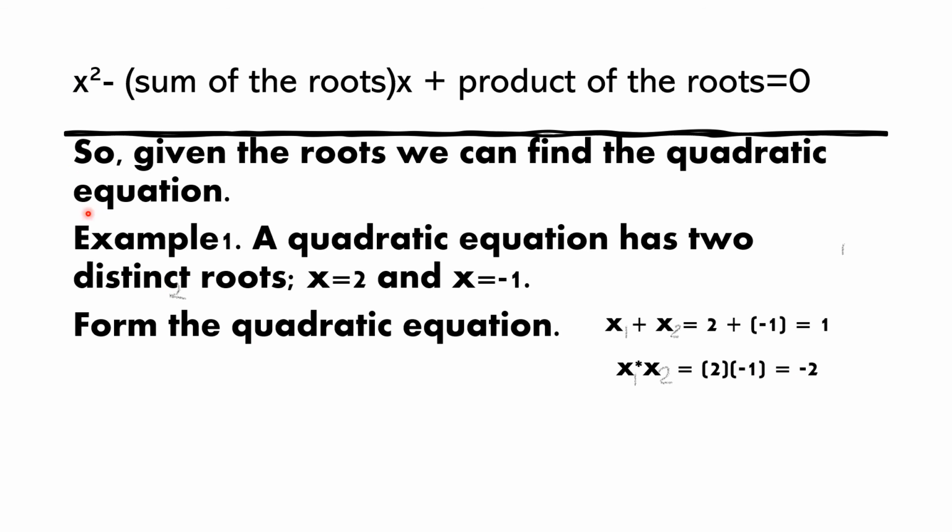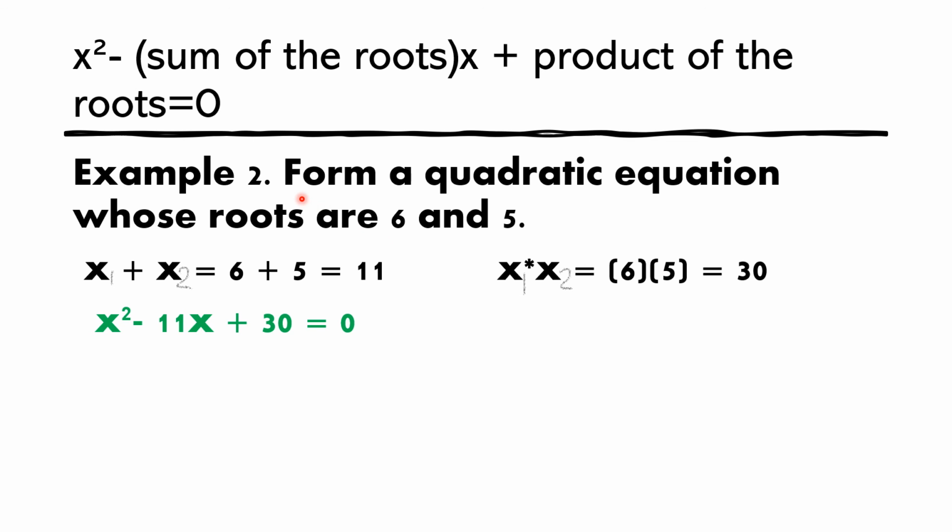So we'll just simply copy this x squared. So x squared minus, and what is the sum of the roots? That is 1. So understood there is 1 here, and then times x here, so x. And then the product of the roots is negative 2, so therefore minus 2 is equal to 0. It's easy, right?